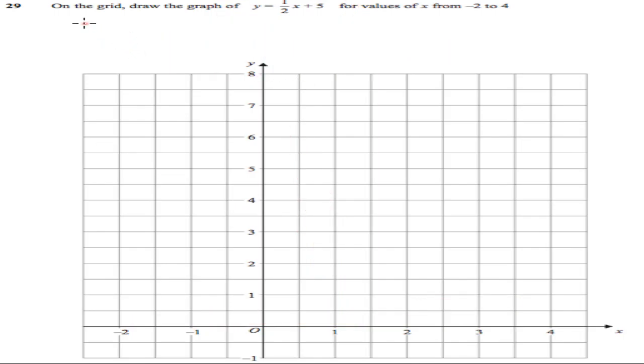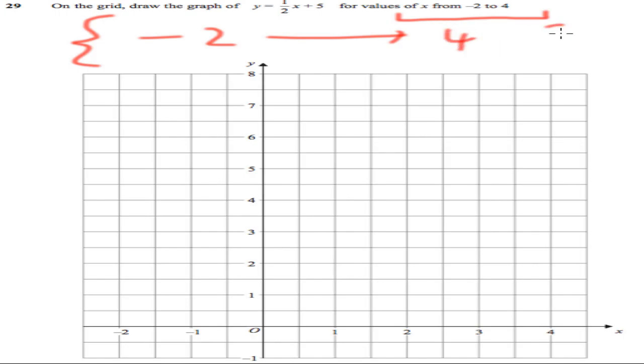And the big clue here is they've left an enormous amount of space for you to do something. So that isn't just a misprint on the paper. What they want you to do is draw the little table that we did last week. And it even tells you the values of x. So when x is all the way from -2 to 4, what's y going to be?